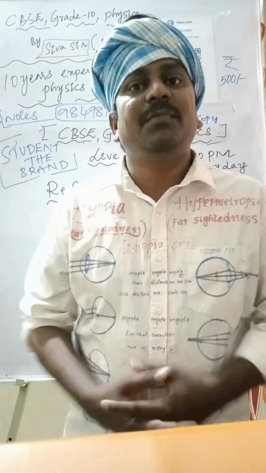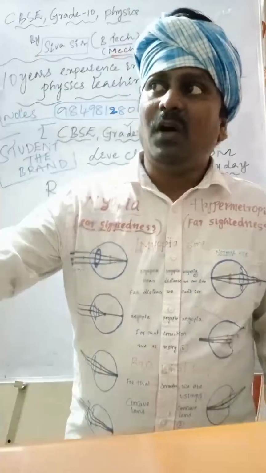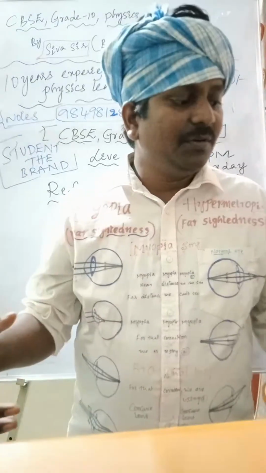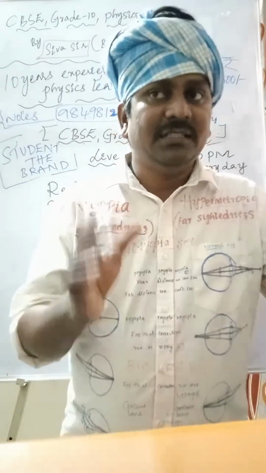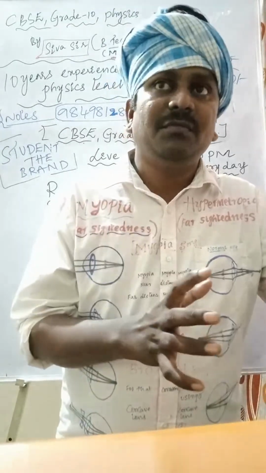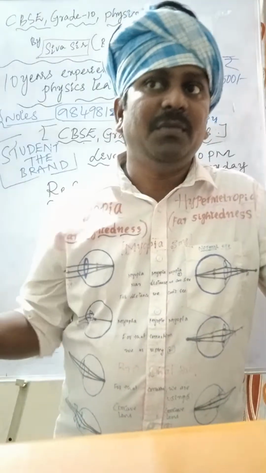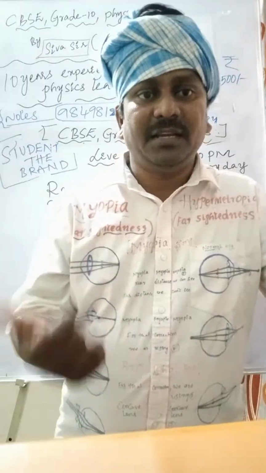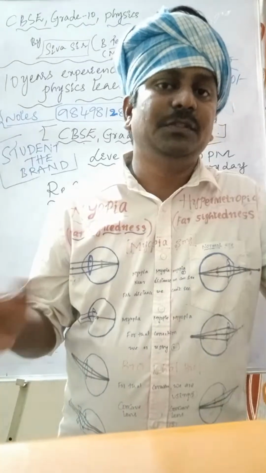Coming to hypermetropia, it is nothing but the person can see the far distance object, but can't see the near distance object. That is nothing but hypermetropia. In myopia, we can use a concave lens to correct it. In hypermetropia, we can use a convex lens to correct the defect.